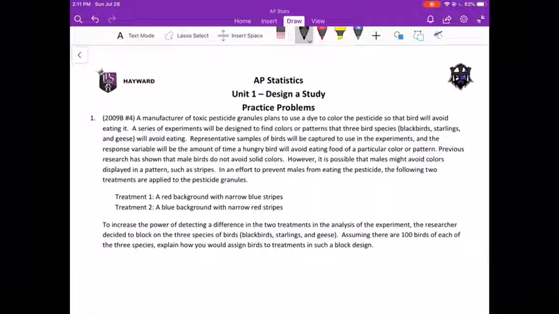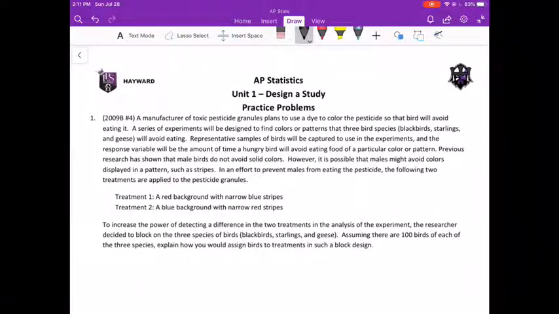A manufacturer of toxic pesticide granules plans to use a dye to color the pesticide so that the birds will avoid eating it. A series of experiments will be designed to find colors or patterns that 3 bird species, blackbirds, starlings, and geese, will avoid eating. Representative samples of birds will be captured to use in the experiment, and the response variable will be the amount of time a hungry bird will avoid eating food of a particular color or pattern.